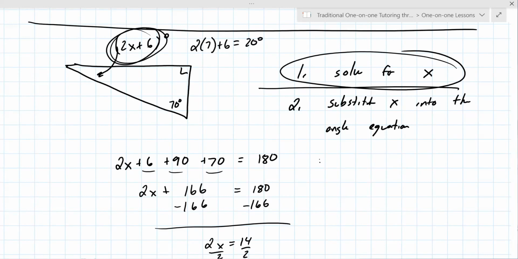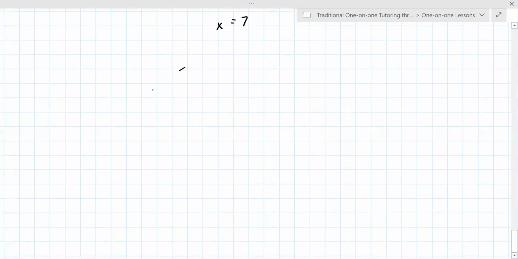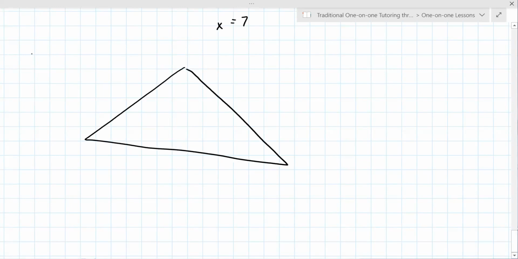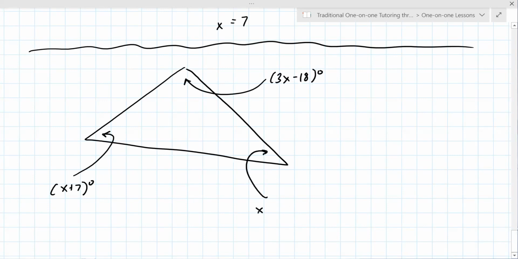Very good. Okay, so let's look at a slightly more difficult question that builds on what we've been doing here. We did one earlier, but this one's the most general case. So here's another triangle. This angle right here is x plus 7 degrees. This one right here is 3x minus 18 degrees. This one right here is x minus 9 degrees.